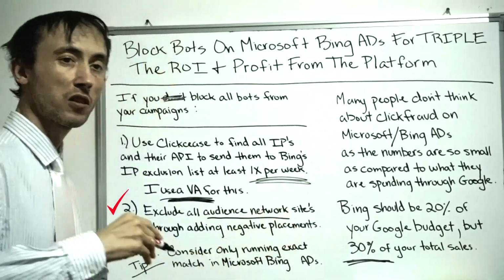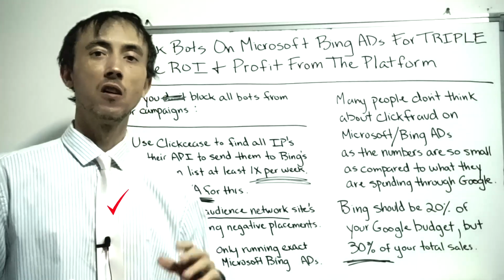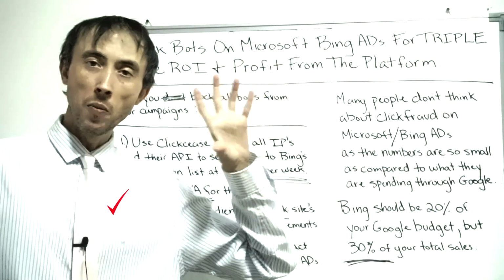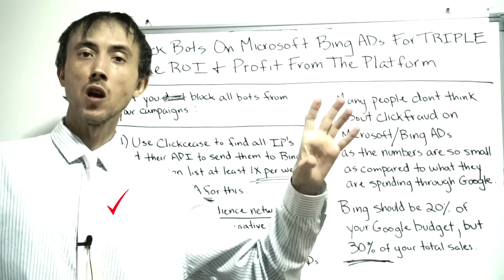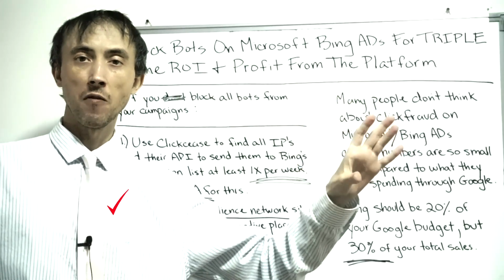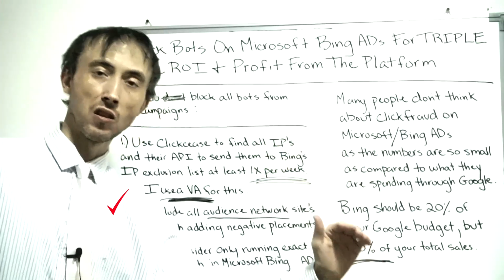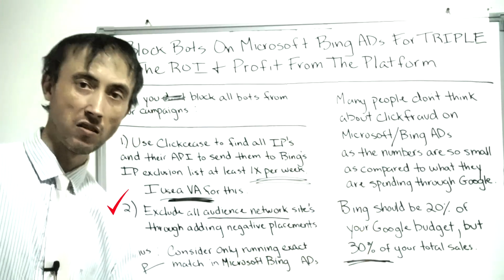I want to challenge you to do one thing right now. If you're running ads on Bing or have in the past, open up your campaigns menu, which shows all your campaigns on Microsoft Bing, and go to the very bottom where it says something like summary, search campaigns.